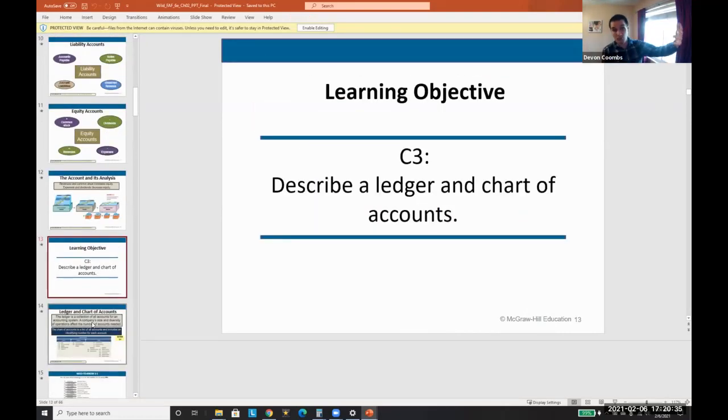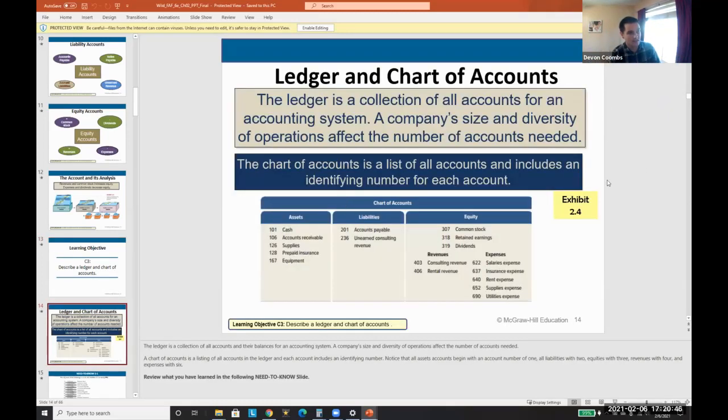So this is just showing the process of that whole transaction. This is showing the process of how that all happens. And so what is a ledger and a chart of accounts? The ledger is just a collection of all of these accounts.